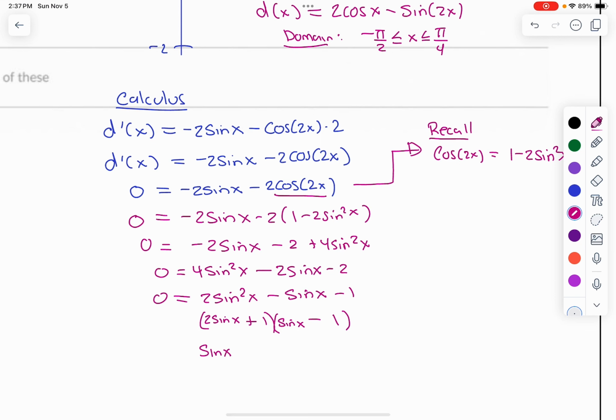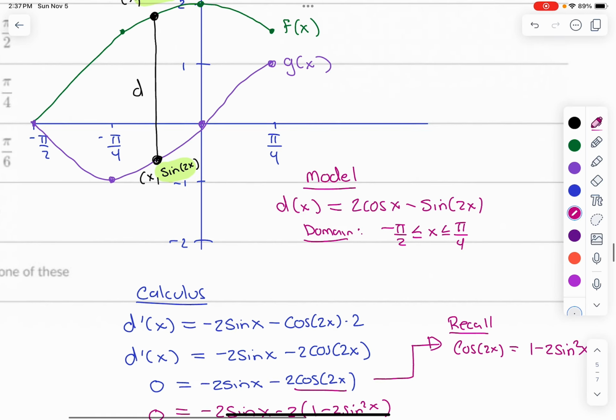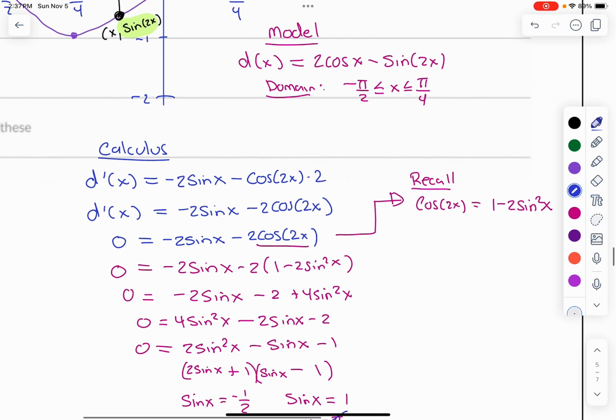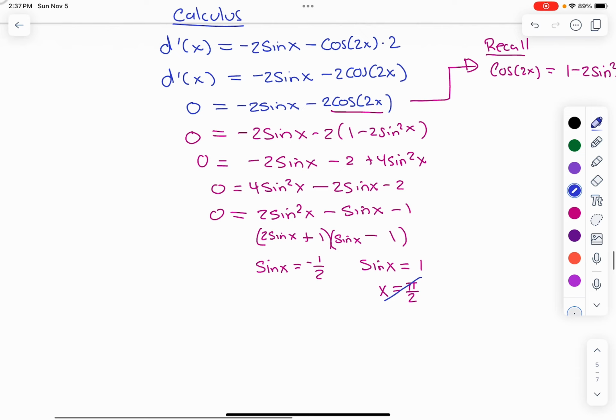Now if sine of x is equal to 1, then x is equal to pi over 2. So pi over 2 is a critical point. That's not in our domain though, so I can ignore that. Right? We're only limited to up to pi over 4.